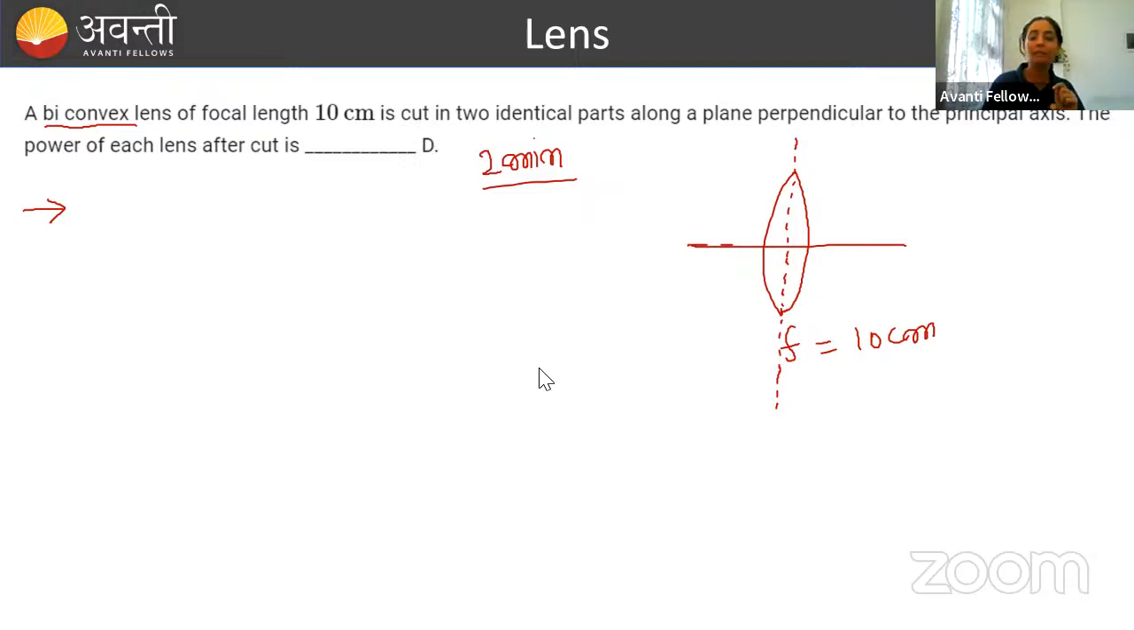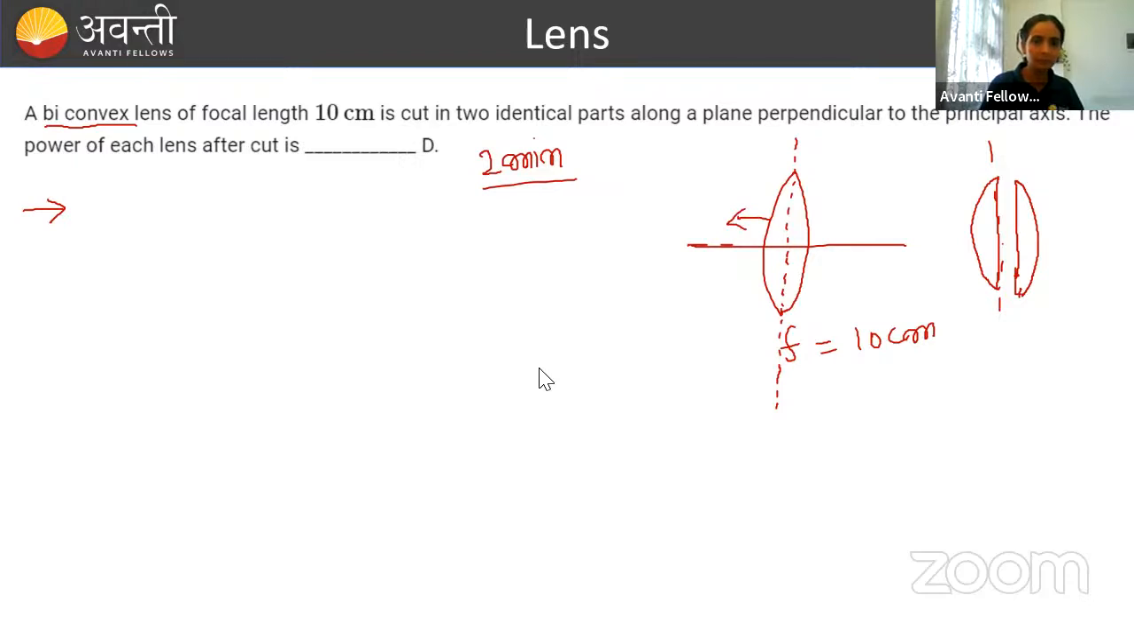Just look carefully at the wording of the question. After cutting, we are getting two identical parts, something like this, isn't it? Yes, two identical parts we are getting. It means that if we are cutting it like this, one surface will become planar, and the other will remain curved. And since they are identical, both curved surfaces have equal radius of curvature. So this is an equiconvex lens.